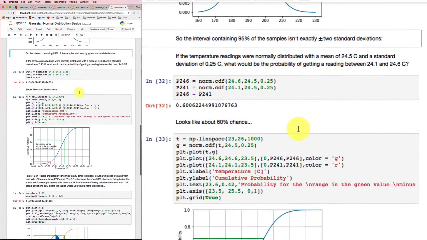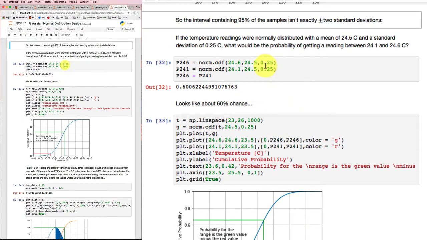If we wanted to find out something a little more involved, say we weren't interested in something symmetric about the mean, we might ask a question like, if temperature readings were normally distributed with a mean of 24.5 degrees Celsius and a standard deviation of 0.25 degrees Celsius, so that's pretty tightly clustered around 24.5 degrees, what would be the probability of getting a reading between 24.1 and 24.6? So quite a bit less than the mean and just a little bit over the mean.